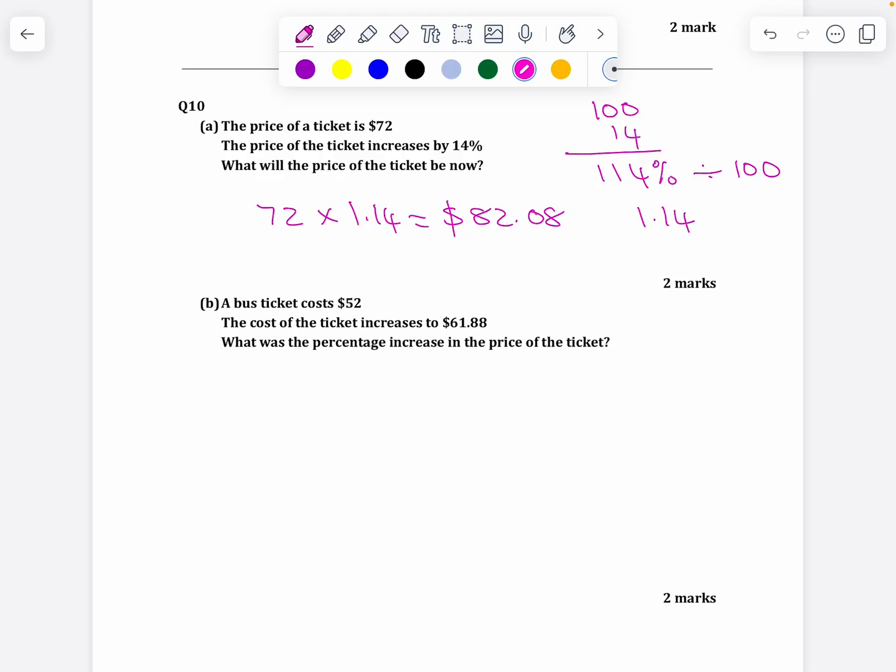B is another percentage change question. So again, we're going to find the difference. So we do 61.88, which is the bigger one out of the two, take away 52, divided by the original. The original cost is $52. It says a bus ticket costs $52, then it's increased. So 52 is the original, and then times it by 100. Again, you can do that on your calculator to get 19% increase. So it's 19%.